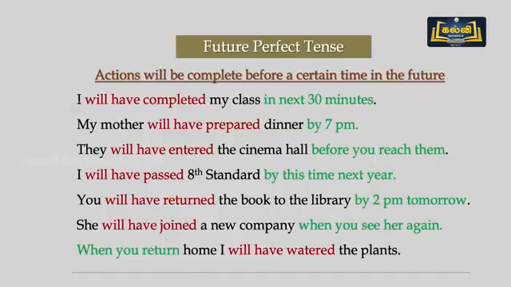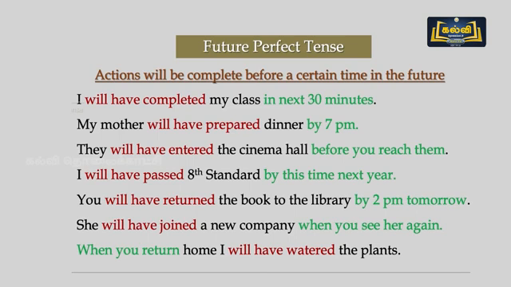Let us look at some examples. I will have completed my class in the next 30 minutes. Probably in the next 5-10 minutes, I'll finish my class. So, I can express it like, I will have completed my class in the next 10 minutes. I mean, in the next 10 minutes, my class will be over. My mother will have prepared dinner by 7 p.m. Which means when you reach home at 7 p.m., your mother will already have completed her work. You are predicting. So, actions which will be complete before a certain time in the future. They will have entered the cinema hall before you reach them.